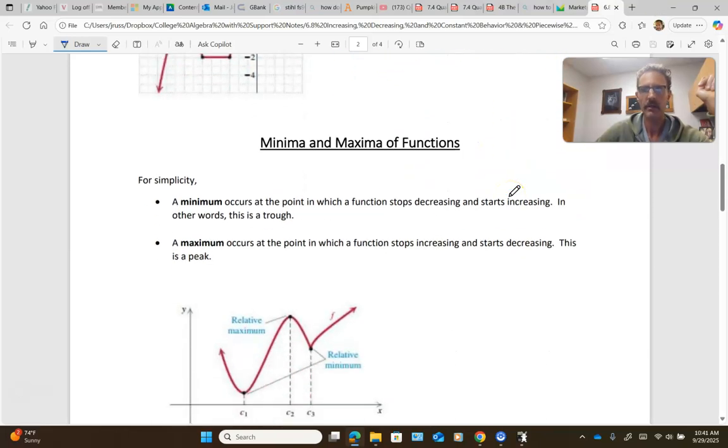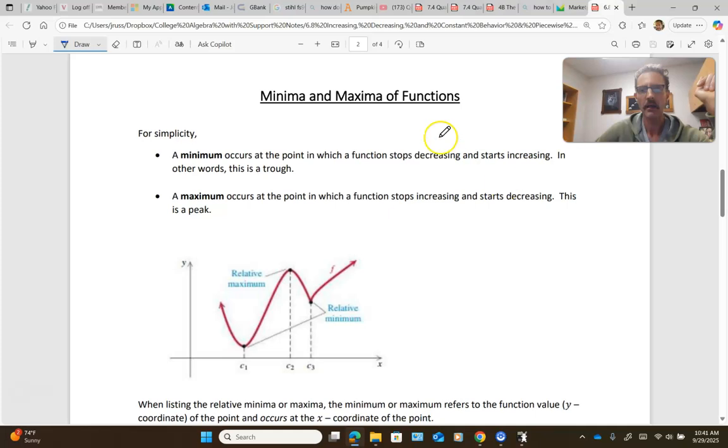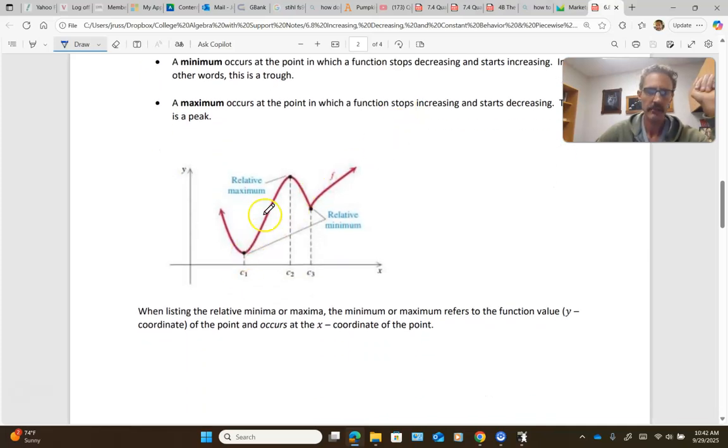All right, so now we'll get a little more practice talking about maxima and minima. These are the plural terms. This is the same graphic I showed you earlier. If it's a peak, it is a relative maximum. If it's a valley or a trough, it is a relative minimum.